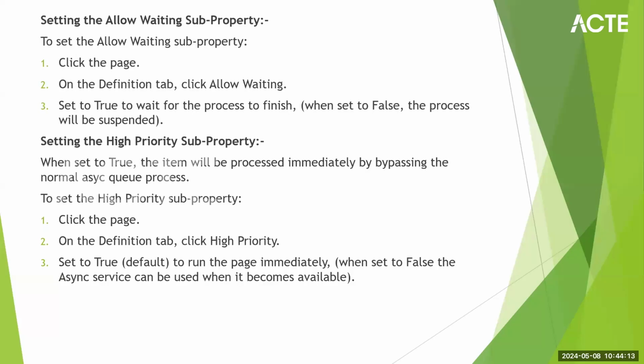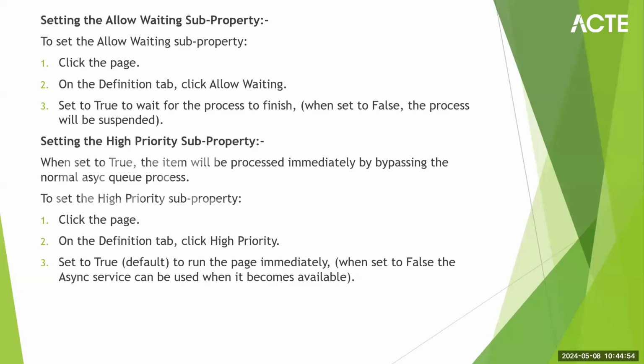Setting the allow waiting sub property. Suppose I am navigating from one screen to another screen, and on click of that next button I need, say, 30 seconds of waiting time. So how do you set it? Click on the page, on the definition tab, click allow waiting, set to true to wait for the process to finish. If it is false, it will not wait, and you navigate within seconds. Setting the high priority sub property.